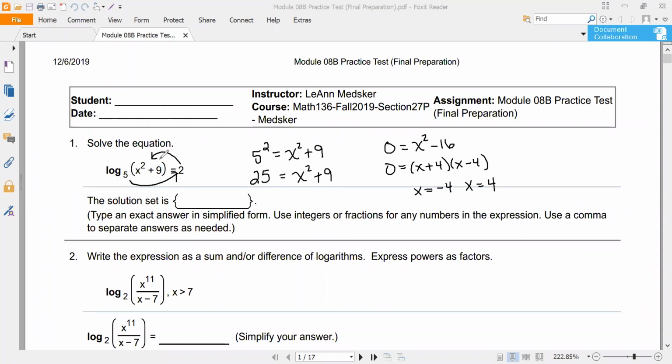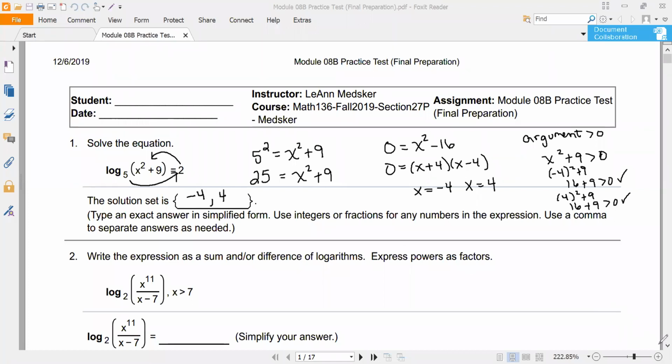Now, with logarithms, you can't just say that any answer you get always works unless you check. The argument, which is the part that's in the parentheses, has to be greater than 0. So x squared plus 9 has to be greater than 0 by definition of what a log is. So if we plug in negative 4 squared plus 9, that would be 16 plus 9. That's definitely greater than 0. If we plug in positive 4 and add to 9, that would again be 16 plus 9, which is greater than 0. So both solutions work, so we would write it as negative 4 comma 4.